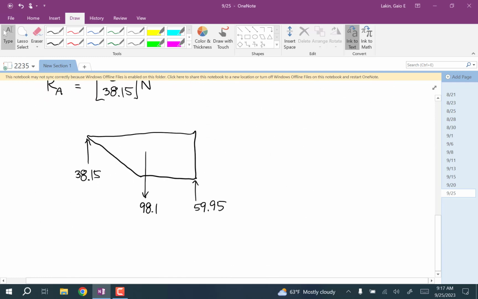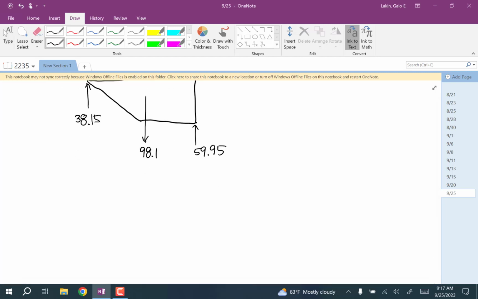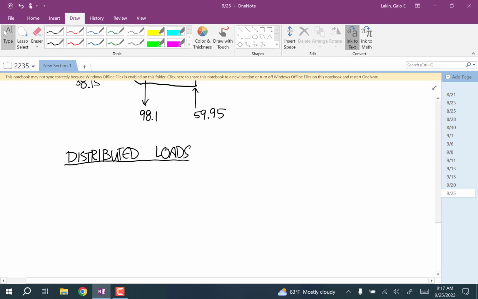Okay, any other questions about that? So now we're going to use centroids for distributed loads. Distributed loads are forces spread out over an area or a distance.